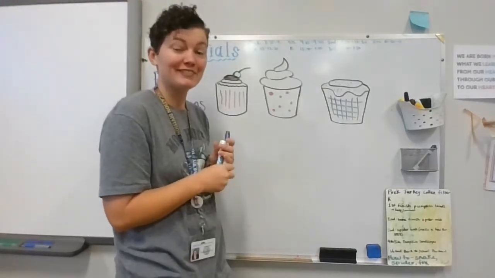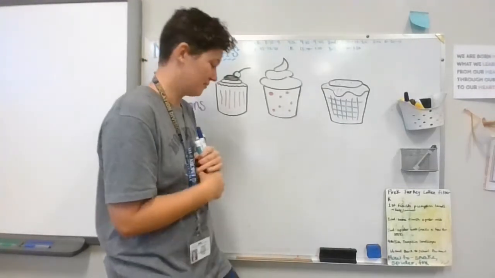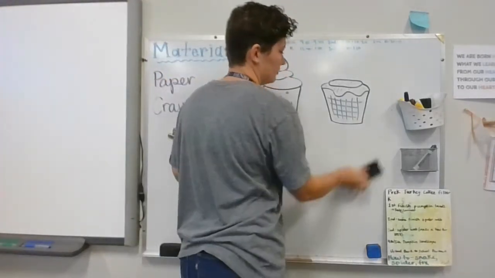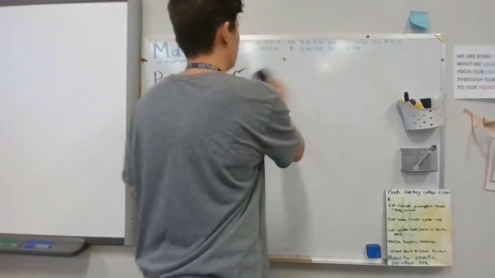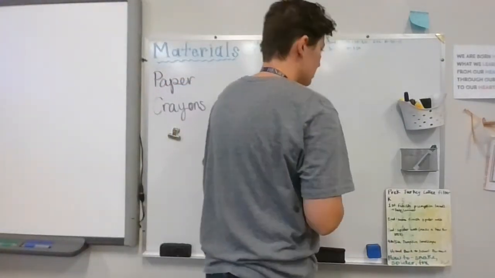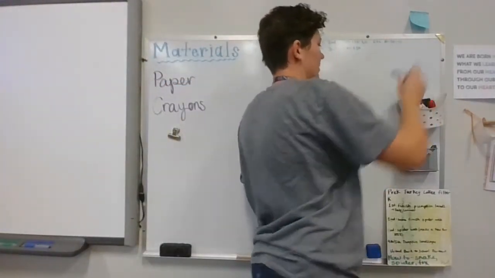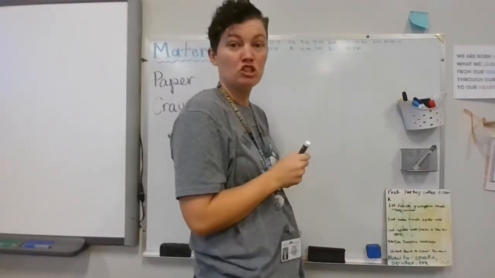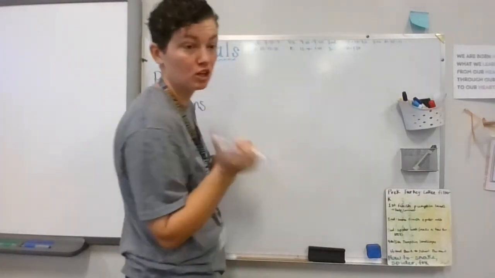Now, if you want to stick around, I'm going to show you how to draw some ice cream. All right. So I'm going to erase what I have. I'll show you how to draw some ice cream. So I'm going to use a brown because my favorite type of ice cream is chocolate ice cream. That and Oreo ice cream.